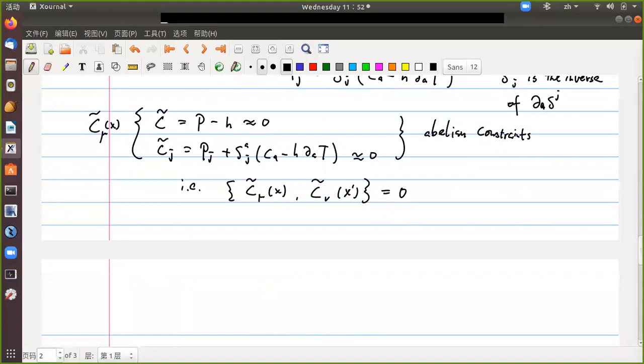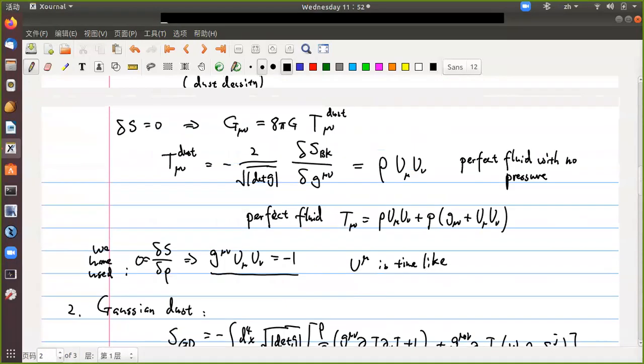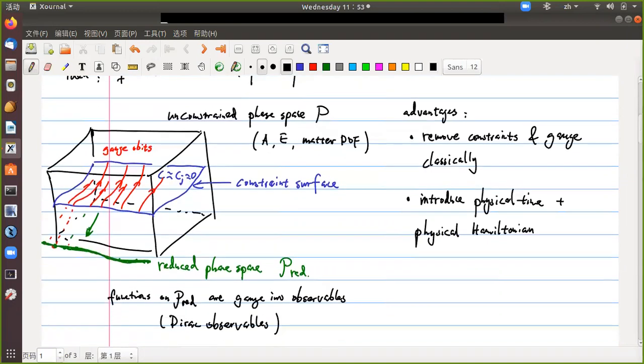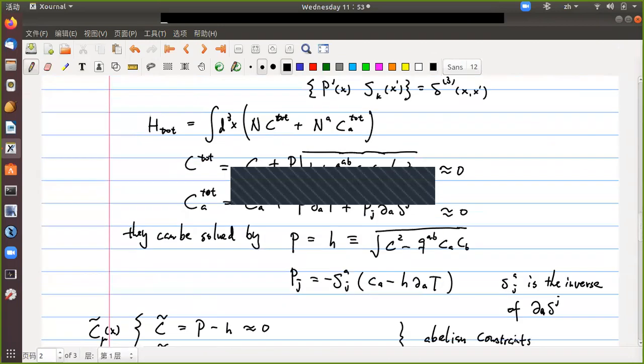Okay. So now when we solve those constraints, you can view the solution of the constraint as a parameterization of the constraint surface. Recall our figure. Firstly, we need to find the constraint surface, namely by solving the constraint. And secondly, we have to find those gauge orbits, and we have to quotient the gauge orbits and find the reduced phase space.